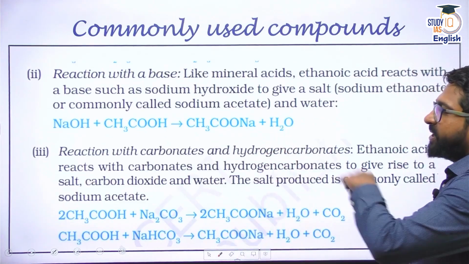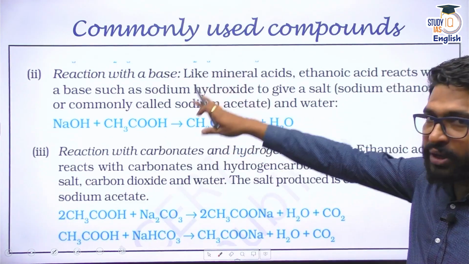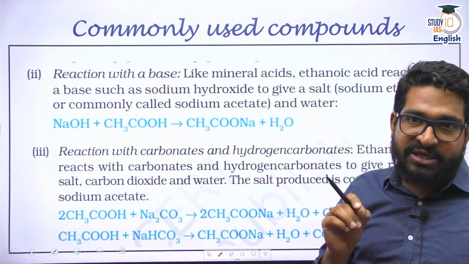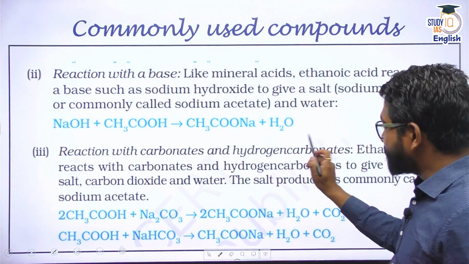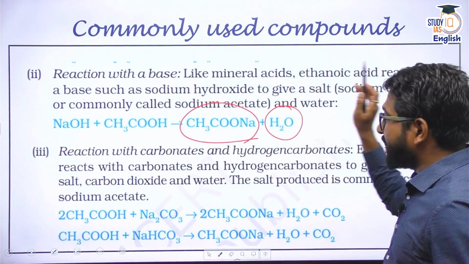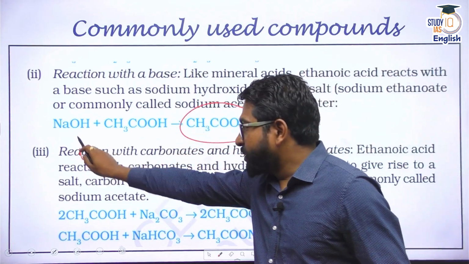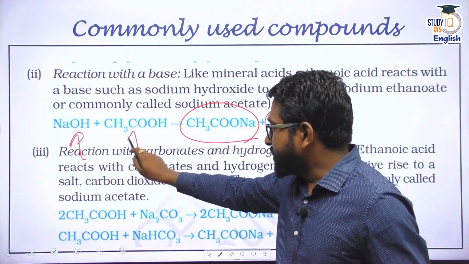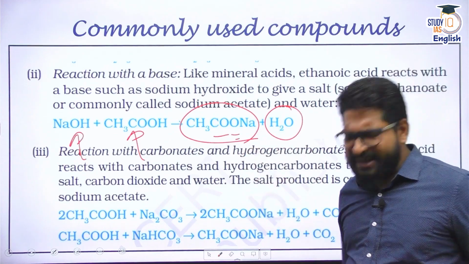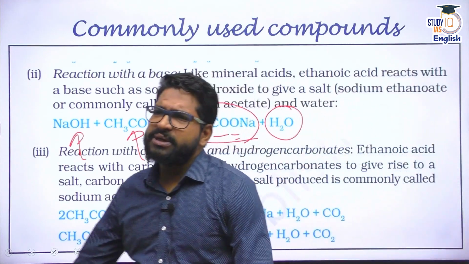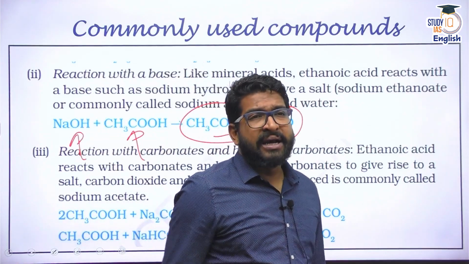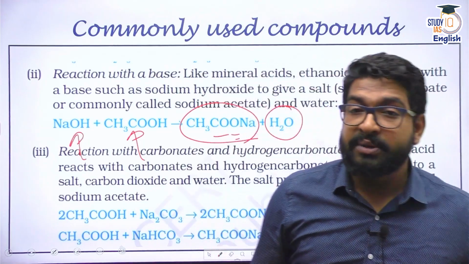Apart from that, when ethanoic acid reacts with a base, you do know acid and base is nothing but a neutralization reaction. Neutralization means it leads to formation of salt and water. What salt is formed here? Sodium acetate. When you add sodium hydroxide to acetic acid, it leads to formation of a salt, sodium acetate, and water. Sodium acetate is again a very important compound. It is used in many industrial applications. For example, sodium acetate is used in textiles. It is used as a disinfectant also in many cases.